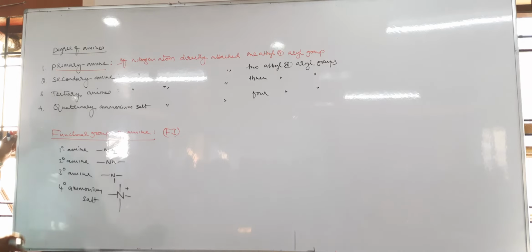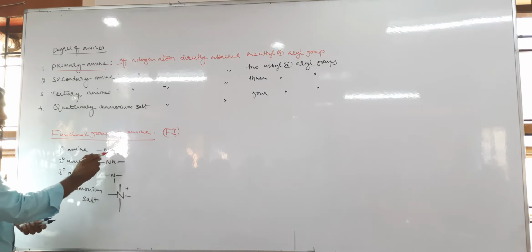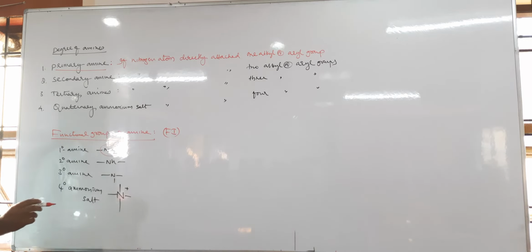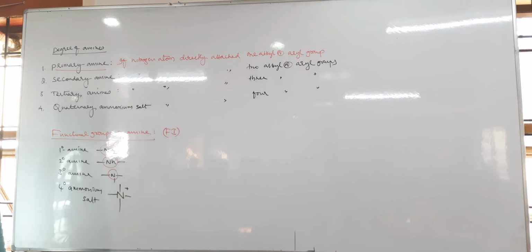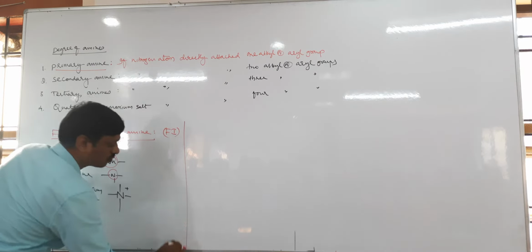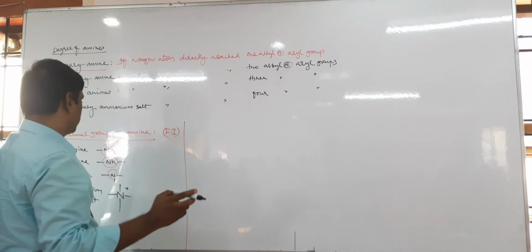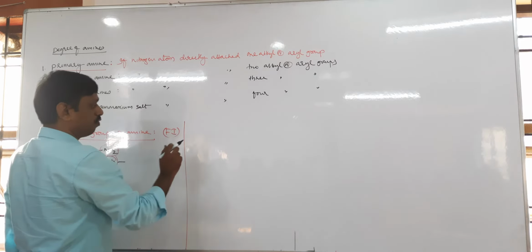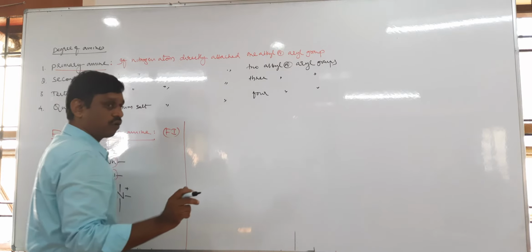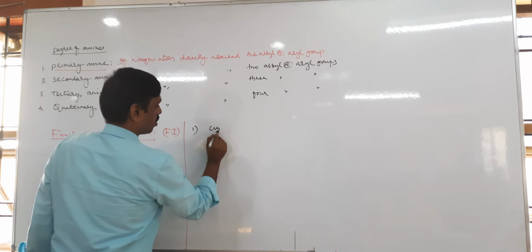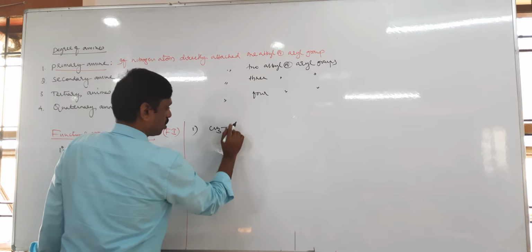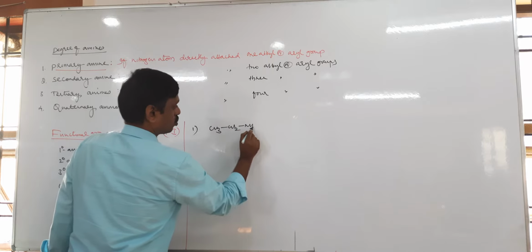Okay, so therefore now see, to identify the primary, secondary, tertiary amine, you need to see this. If amine is NH2, it is a primary amine. If it is NH, secondary; N, tertiary; N plus, quaternary. You need not check the carbon atom. Okay, for example, identify the amines: primary, secondary, tertiary, quaternary ammonium salts. 1, CH3 CH2 NH2.